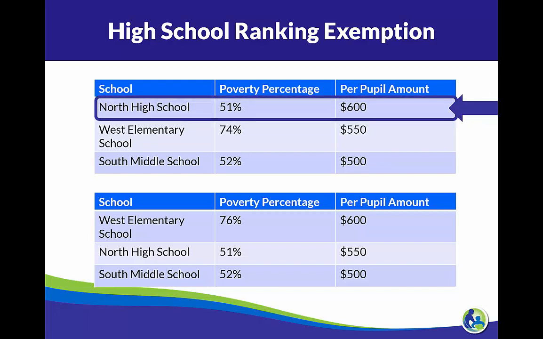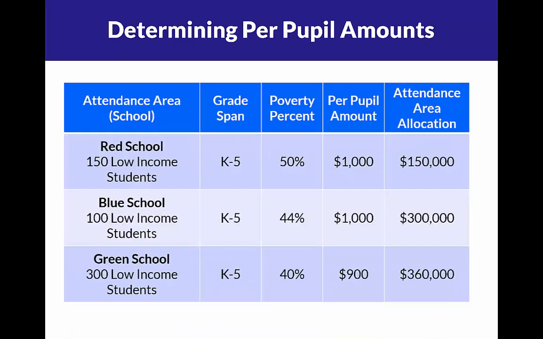In the top example, North High School has a 51% poverty average and a $600 per pupil amount, even though West Elementary and South Middle School have higher poverty percentages. The bottom example shows that the high school ranking exemption does not supersede the rule that you must serve schools with 75% or higher poverty percentage. The West Elementary must be served because it is above 75%. However, North High School's exemption allows for a greater per pupil amount than South Middle School, even though it has a lower poverty percent.